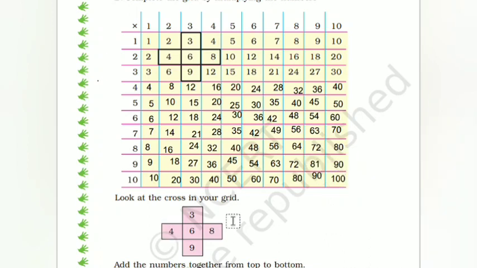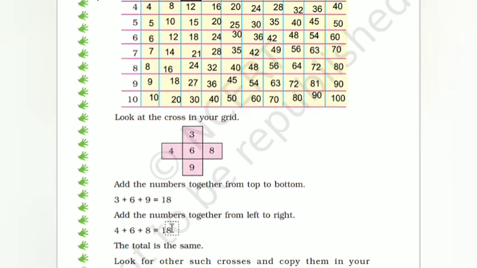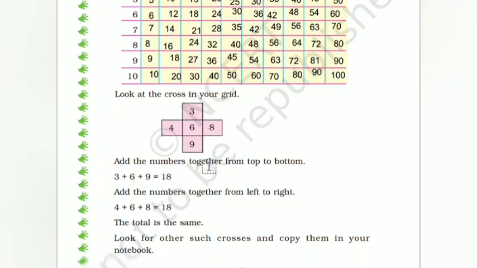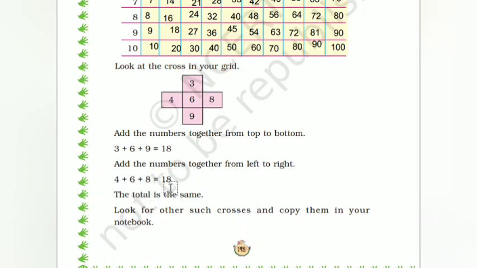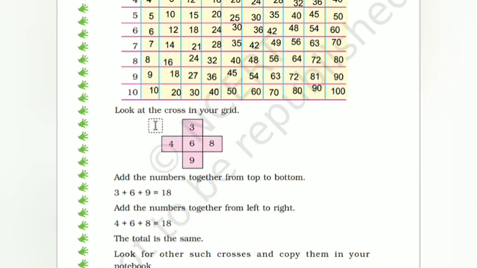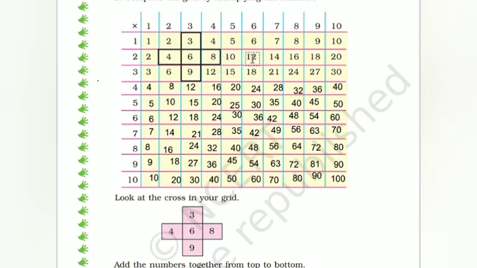Okay, look at the cross in your grid. What is given here? Add the numbers together from top to bottom. That is, when we are adding the numbers from top to bottom, 3 plus 6 plus 9, what is that? 18. Again, from the bottom section, we get 4 plus 6 plus 8, that is also equal to 18. The total is the same. Look for some crosses and copy them in your book. If you are looking at a cross like this, you have to find the numbers that are hidden here.